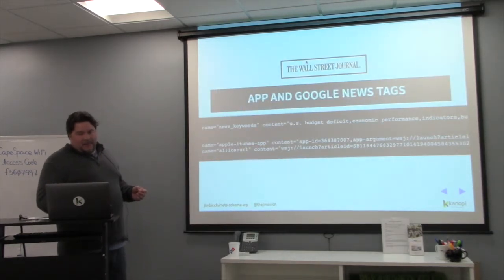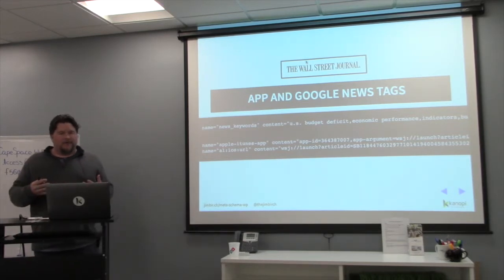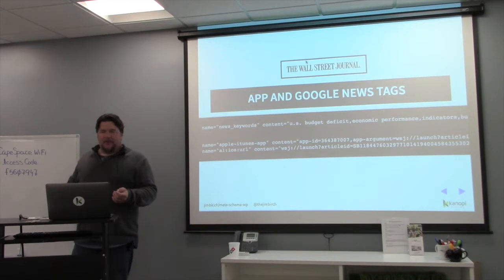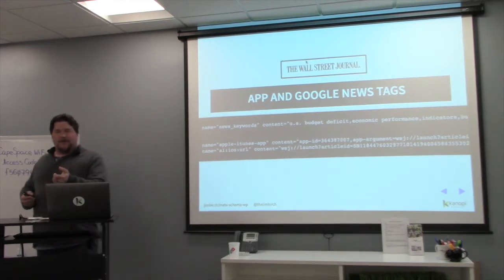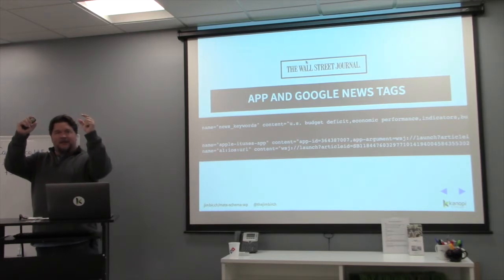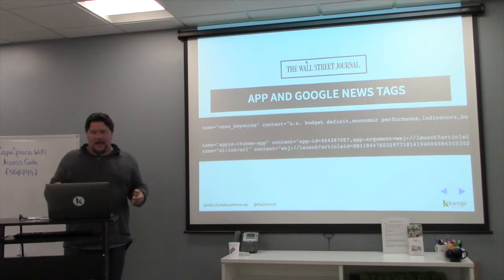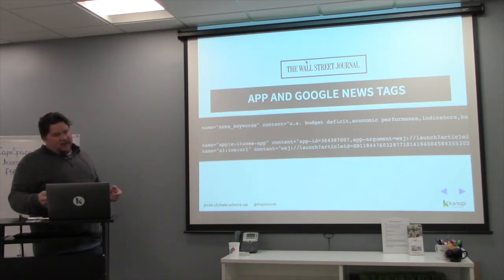They have their app and Google News tags. So the news keywords is consumed by Google News, a different consumer of articles. The Apple iTunes app is a cool one. Have you ever opened an article on your phone and had a little banner at the top that said, hey, you should download our app? That can be meta tag driven, so Apple lets you do that. And then the iOS URL, what is the URL to launch that app?